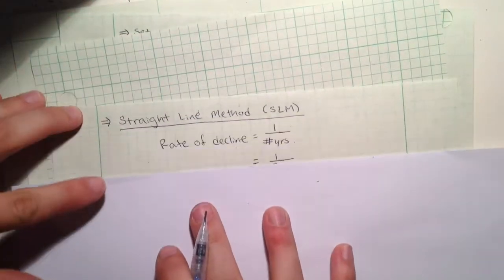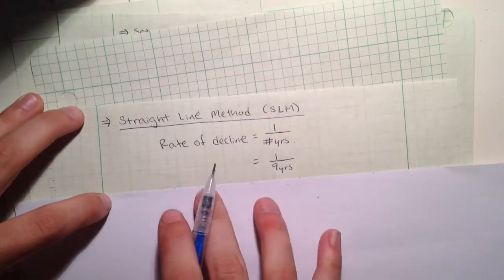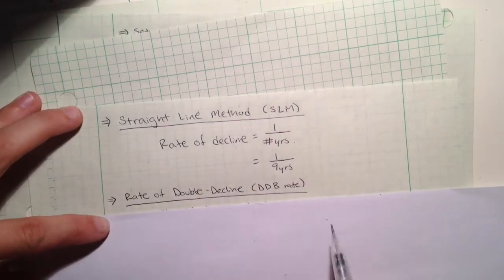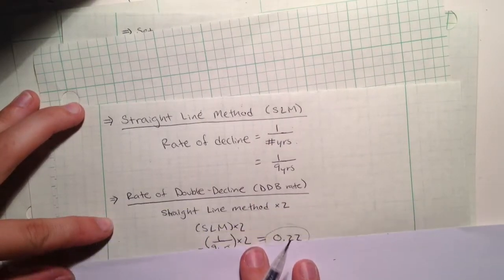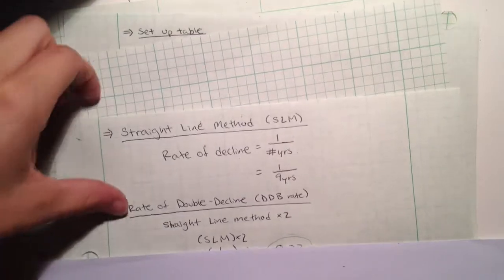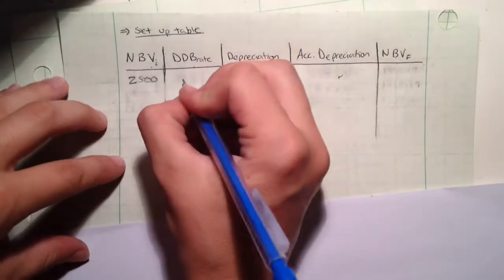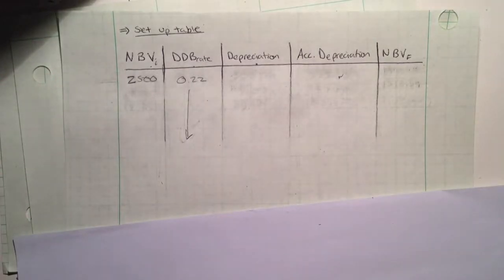To find the rate, we're going to want to use a straight line method, which basically says the rate of decline equals 1 over the number of years, in this case 9 years. To find the double declining rate, it's really exactly how it sounds, double decline, 2 times the straight line method, and that's going to give us a rate of 0.22. Which will stay consistent throughout the entirety of the problem, which makes it a lot easier to solve.